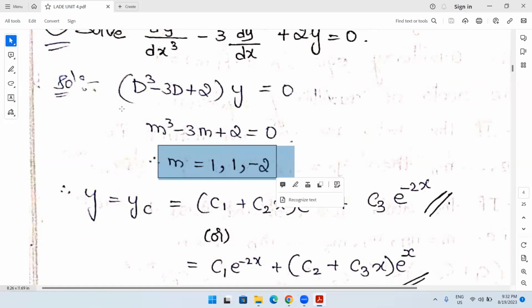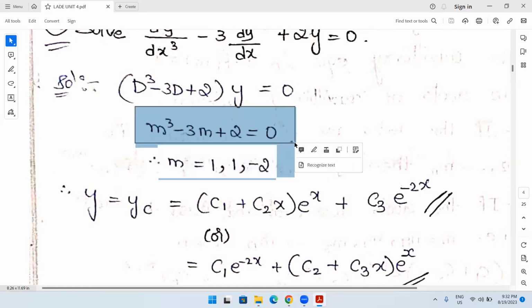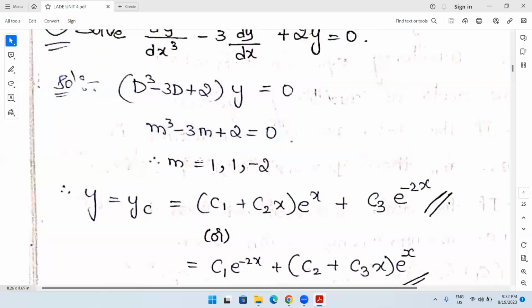So based on this m cube minus 3m plus 2, we can find the roots in any method, we can find using a calculator also. So 1 comma 1 comma minus 2.